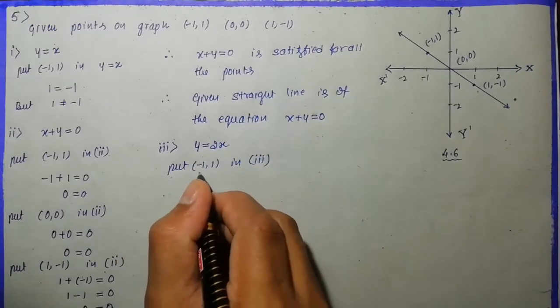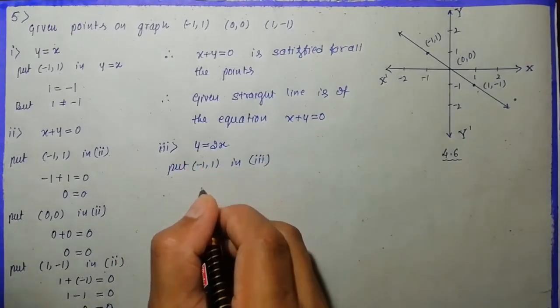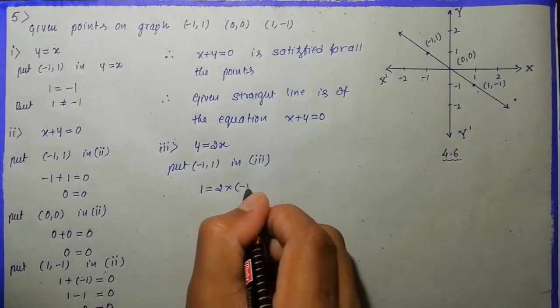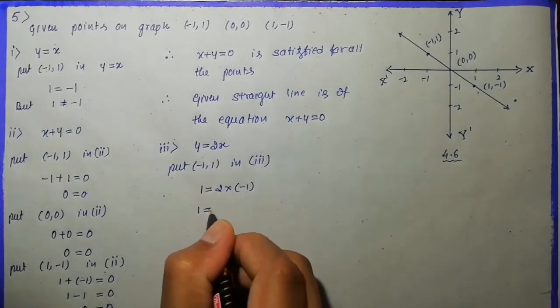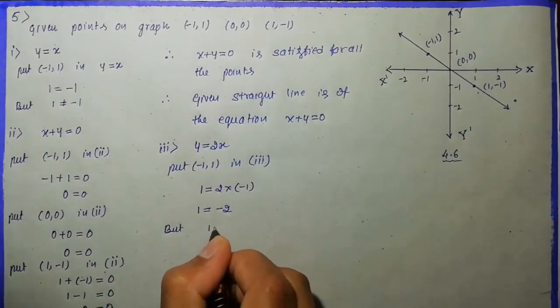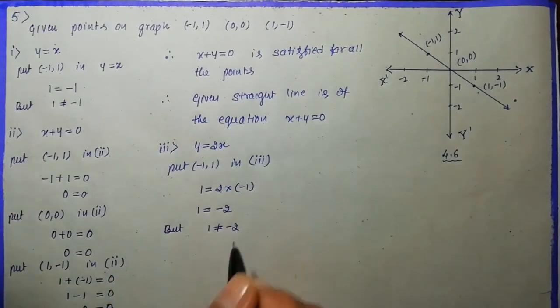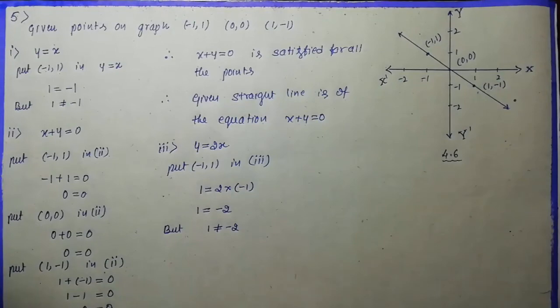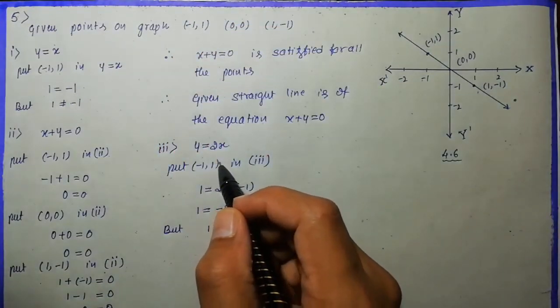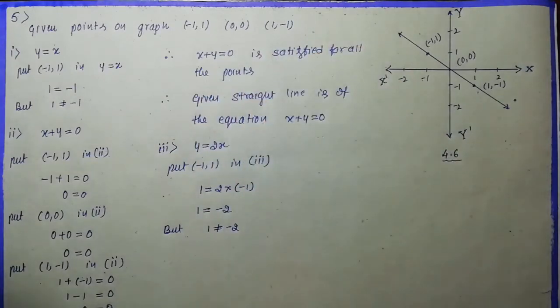Let us see what will happen. y means 1 is equal to 2 into x, which is minus 1. So 1 is equal to minus 2, but 1 is not equal to minus 2. Here the first point itself doesn't satisfy the third, so there's no need to verify the second and third points. And I will move on to the fourth one.